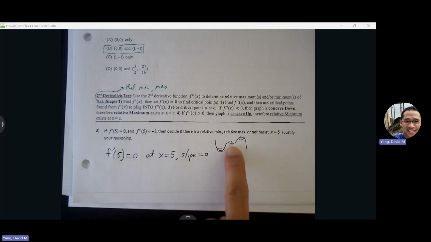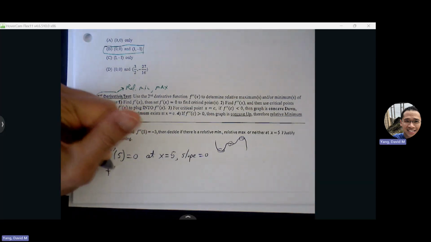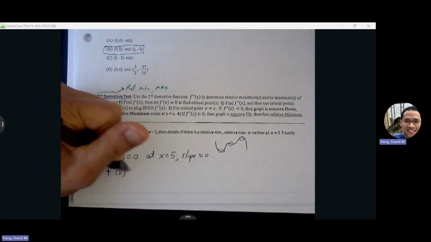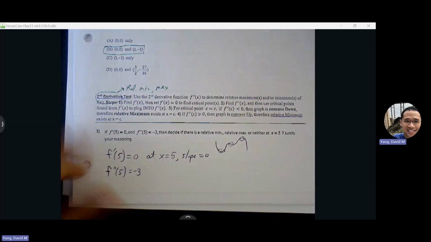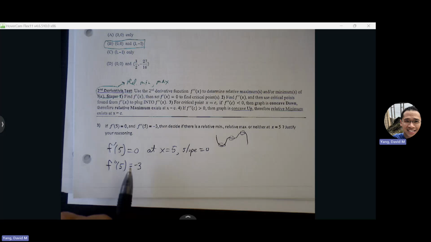Is it a relative min? Is it a neither? Is it a relative max? So we need more information. And more information is coming from this f double prime of 5. Now it's giving us more detail about the same point. And it's saying that f double prime of 5 is equal to -3. The number is not that important. It's the fact that it's what?